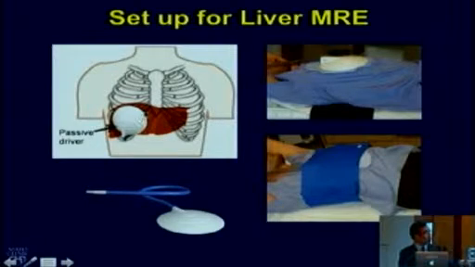And this is a placement of the passive driver. We place it over the right lobe of the liver because that's where the largest part of the liver is present. And we do not place it on the left lobe of the liver because we might get movement from the cardiac pulsations.